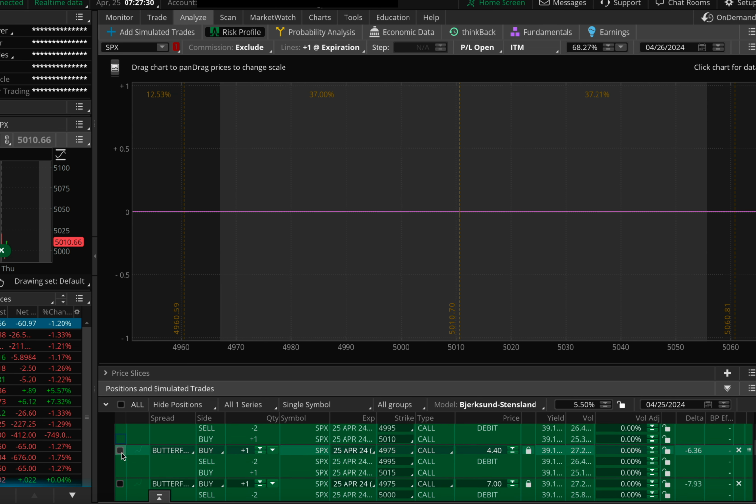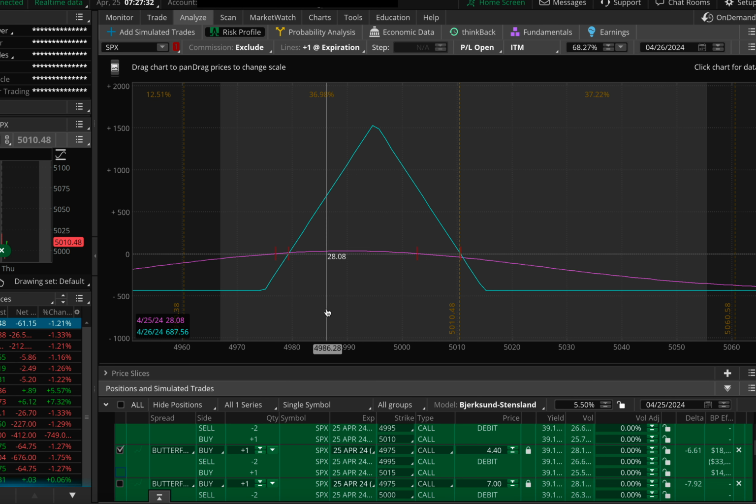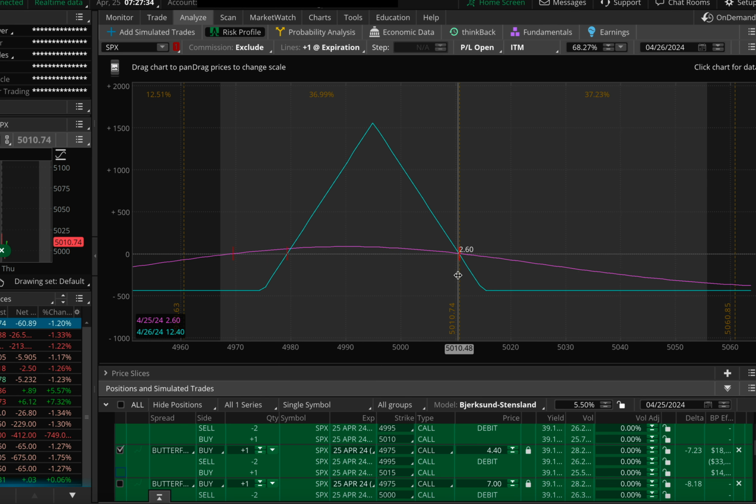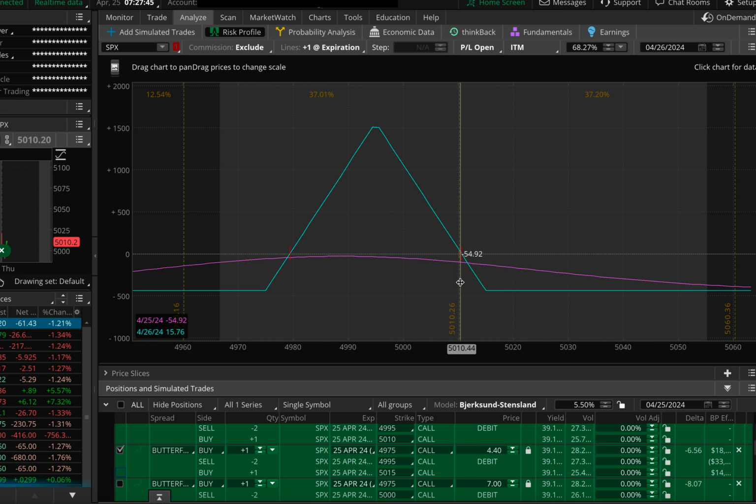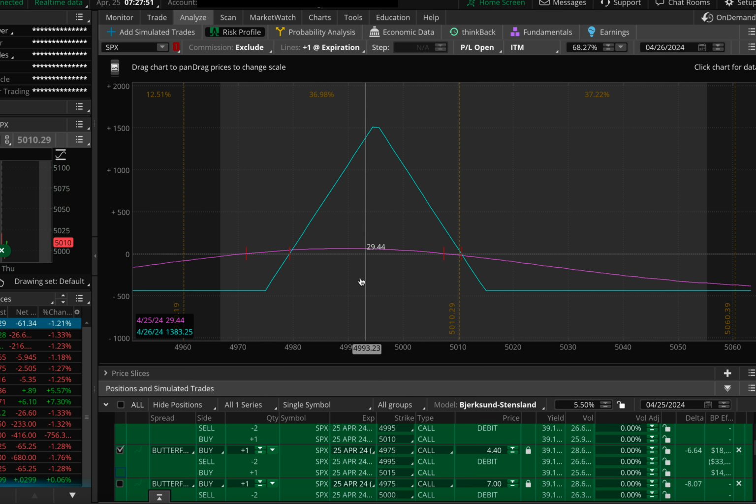The middle version, this is the 20-point wing version. This one's right on the line of the butterfly, so it's edging outside it, but not quite yet. And this one is showing a current loss of about, let's say it's like down minus 30 bucks or so, bouncing around.